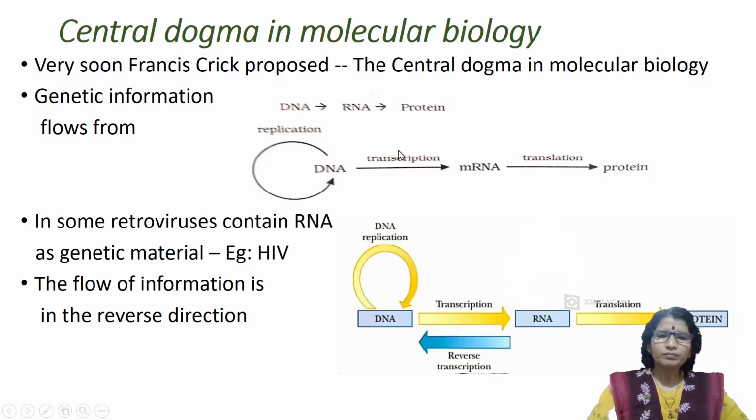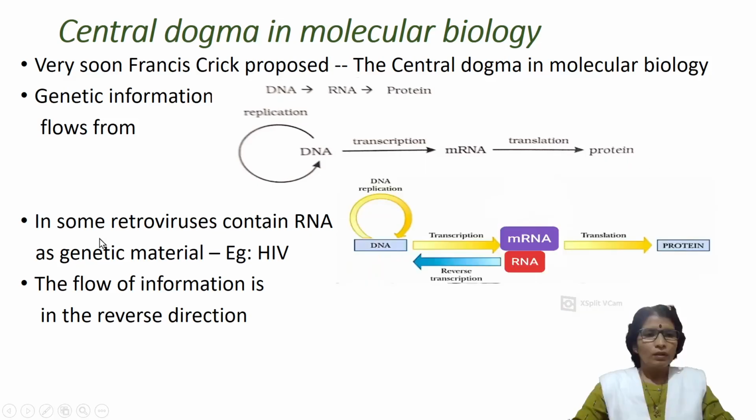In this way, the genetic information which is present on DNA is transcribed to mRNA, and the genetic information on mRNA is translated into protein. In this way, finally, as a protein, the character is expressed. Some retroviruses contain RNA as their genetic material. Example, HIV, human immunodeficiency virus. In coronavirus also, RNA is present as their genetic material.